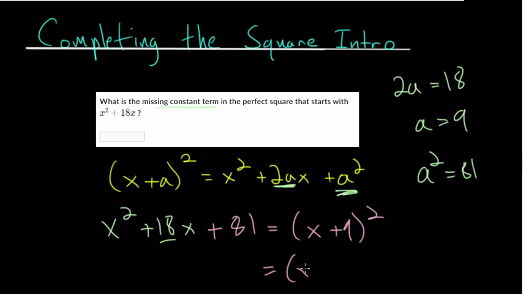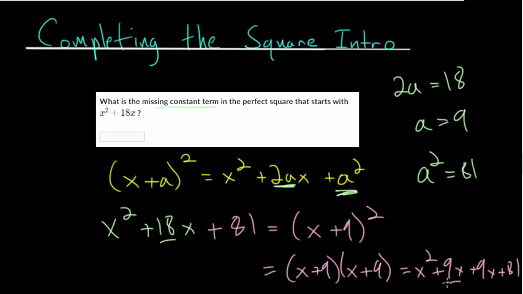And you can see that this is true because if you multiply it out, (x + 9) times (x + 9), you get x times x, which is x squared, x times 9, which is plus 9x. And now we distribute the 9. 9 times x is plus 9x, and 9 times 9 is plus 81, which is, after combining the 9x's, exactly what you started with.